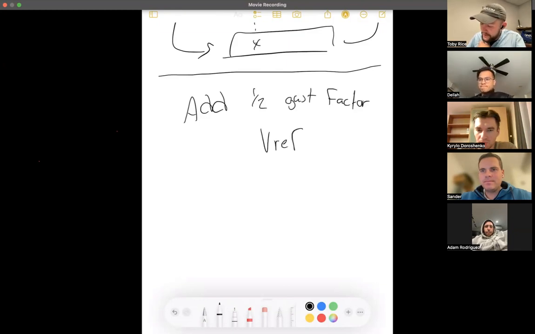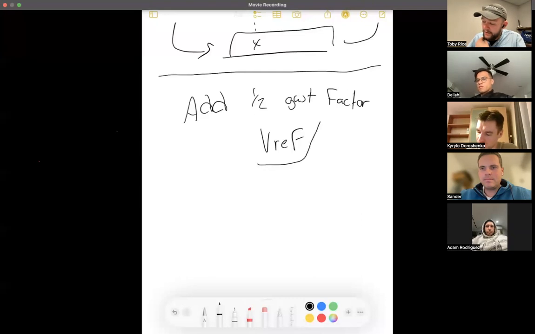It's VREF. Now, you could add that. I do not add that to my ILS approach or my localizer approach. I only add that to my final, like crossing the fence, like VREF.